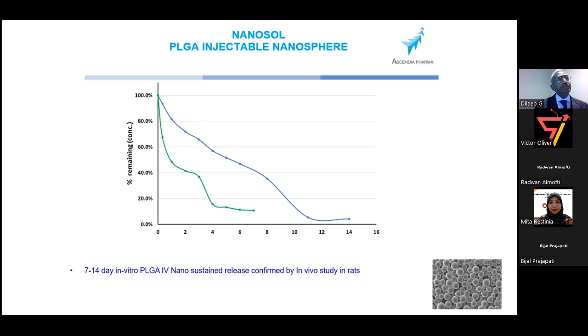So we can control the particle size depending on how we make it, right? And also the PLGA composition, the lactic acid versus the glycolic acid ratio, right? They are different, so we can also choose depending on the PLGA grades as well, right? So you can manipulate the release profile by changing the ratios as well.